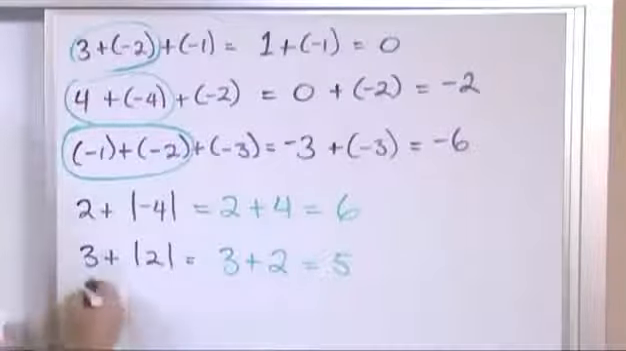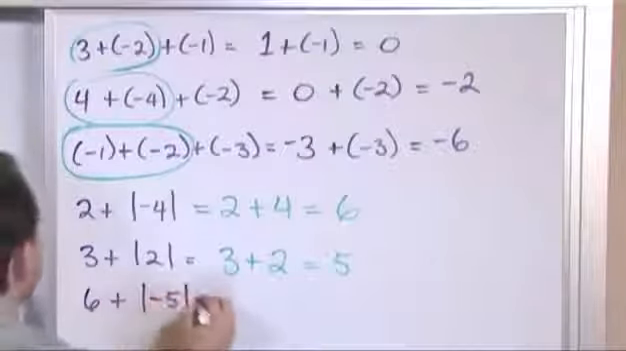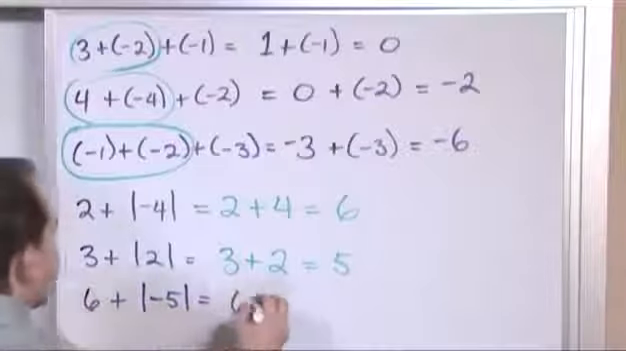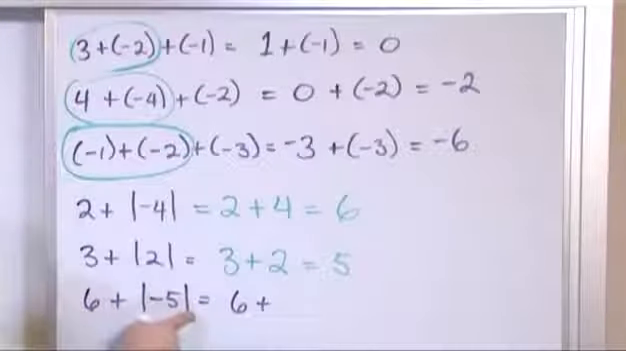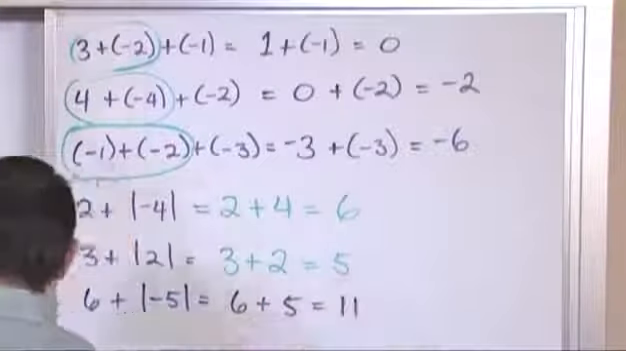We'll do one more like this. We'll say 6 plus absolute value of negative 5 is equal to 6 plus, what's the absolute value of negative 5? It's just going to be a positive 5. And 6 plus 5 is always going to be 11.